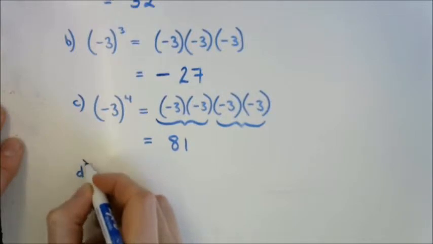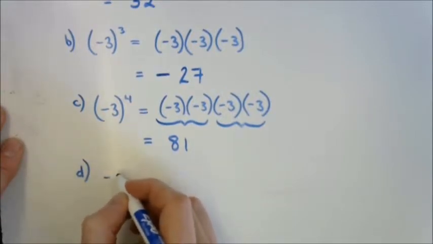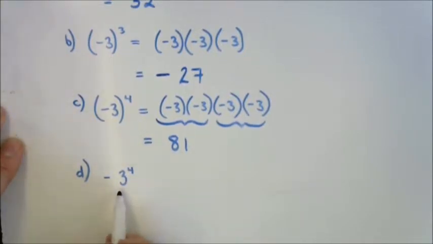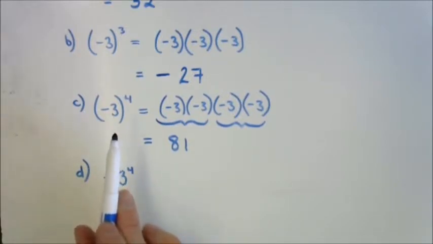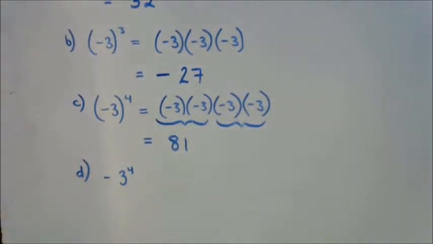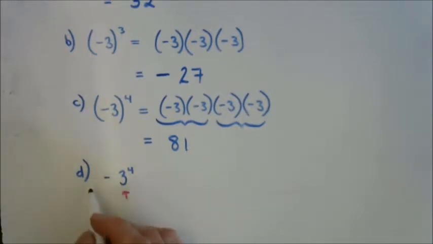A, B, C, D. Now, this one is important to pay attention to, because now we have negative 3 to the power of 4. And you might say, oh, that's exactly the same as C. But it's not, because the base of this power is what? Just 3. And the exponent is 4. So we're actually doing 3 to the power of 4. And the answer is for sure going to be negative.